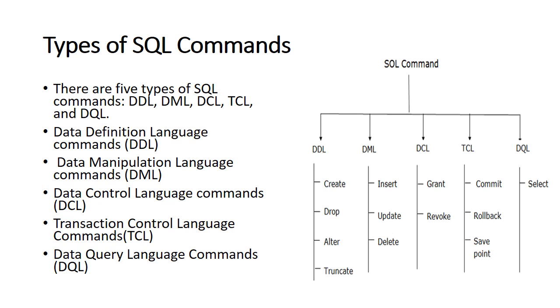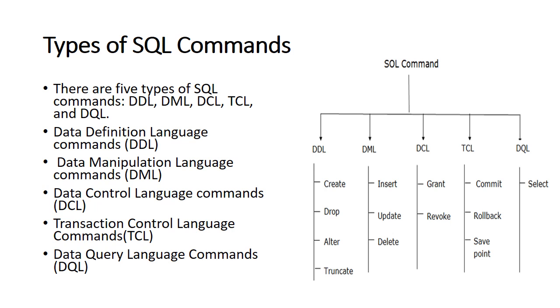Next, types of SQL commands. There are 5 types of SQL commands: DDL, DML, DCL, TCL and DQL. So data definition language commands or DDL, data manipulation language commands DML, data control language commands DCL, transaction control language TCL, and data query language commands DQL.